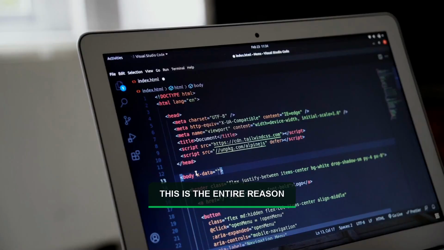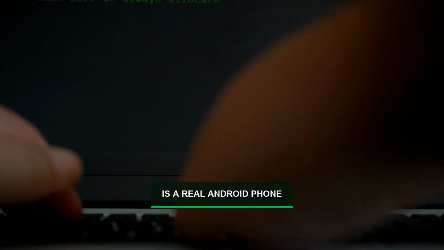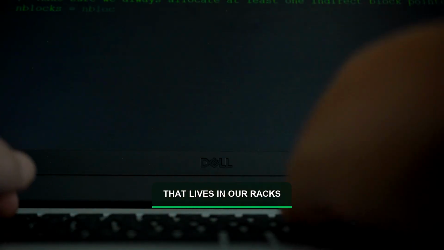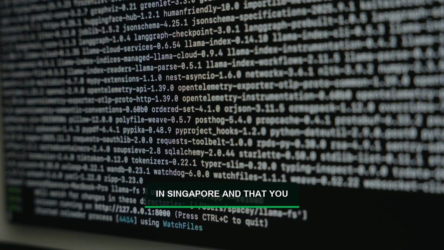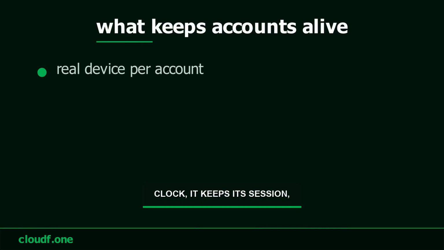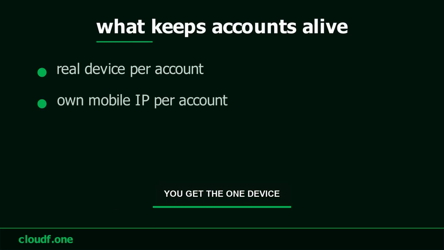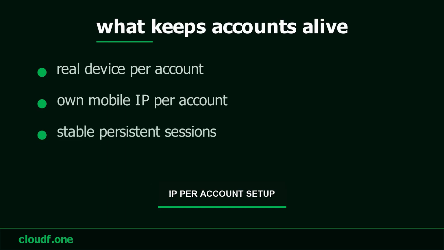This is the entire reason cloud phones exist for this use case. A cloud phone is a real Android phone that lives in our racks in Singapore and that you control from your browser. It stays on around the clock. It keeps its session, and to Telegram it is just a normal phone on a normal Singapore mobile network. You get the one device per account, one mobile IP per account setup without buying a drawer full of handsets and SIMs yourself.